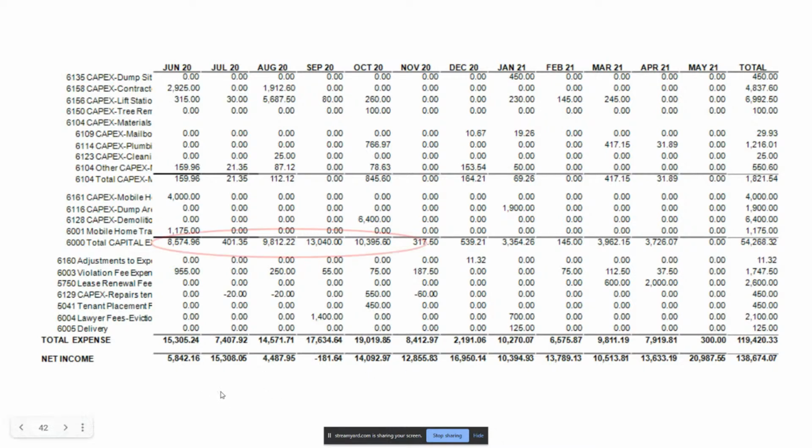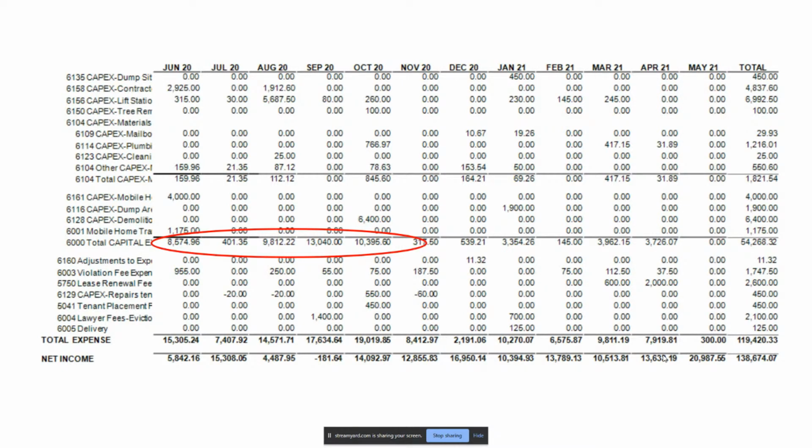But when I see weird things like CapEx of 8,500, 9,800, 13K, 10, all that kind of stuff, that makes me wonder why. Because that goes down to this bottom line of net income. I see 5,800, 15, 4, negative 181. And then we go back into like the teens, right? That's our net teens, and then this last month in May, we'll get to that in a minute. But you look at that and you're like, why? Well, this is a question I would ask.